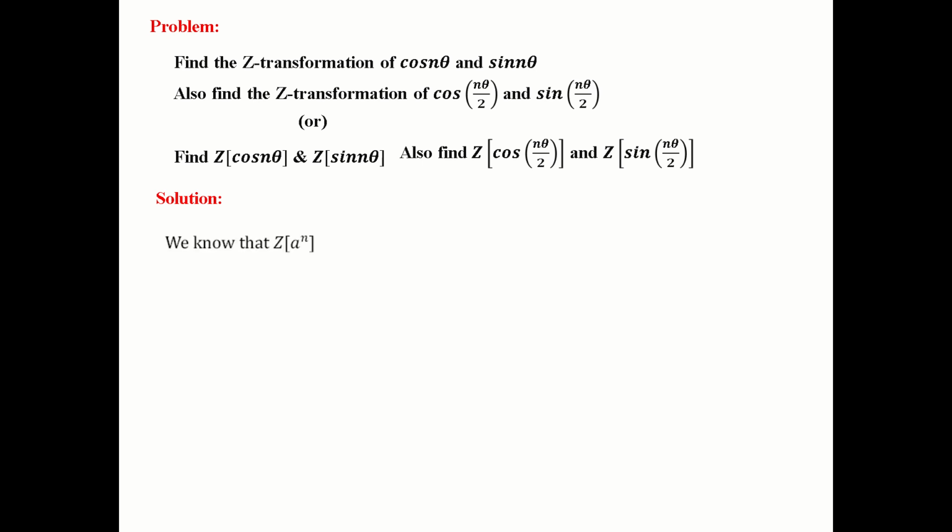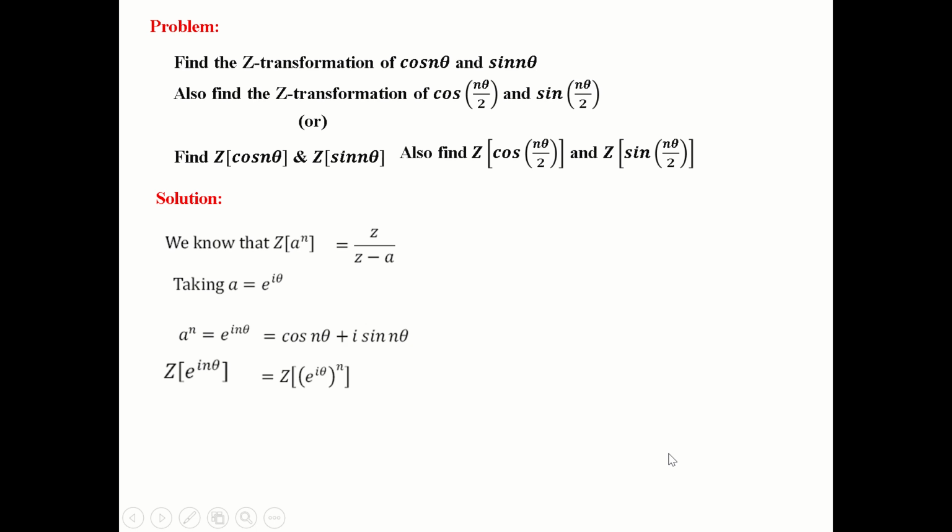Again, we are using the same formula, Z of aⁿ, which is equal to z by z minus a. So taking a equal to e^(iθ), aⁿ is equal to (e^(iθ))ⁿ, which is nothing but e^(inθ). Using De Moivre's theorem, that is cos nθ + i sin nθ. So Z of e^(inθ) is equal to Z of (e^(iθ))ⁿ. Both are same, right?